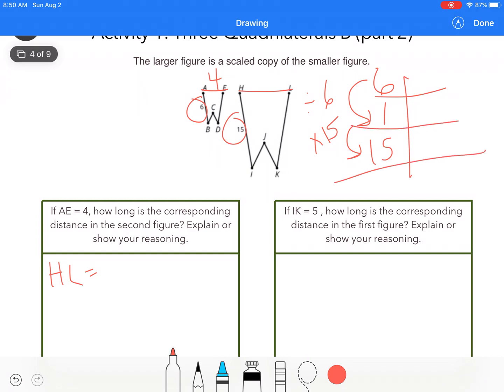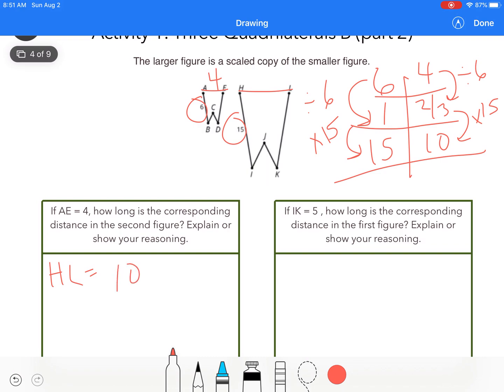Remember when we did these in 6th grade? So then if I have 4, I'm going to do the same thing. I'm going to divide by 6, and I get 2/3. And then I'm going to multiply by 15, and I'm going to get 10. So that means that HL is 10.